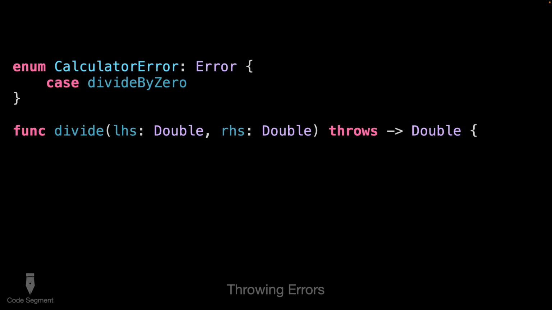that's our error. Then we define a function here. Let's go ahead and call it divide. It has a left-hand side, which is a double, and a right-hand side, which is a double. Those are the parameters that get passed in. We have a double return type, and also this thing called throws. Throws always goes to the left of our arrow and to the right of our parameters. That is where you put it. It's basically just a special keyword that says, hey, by the way, this function throws an error.